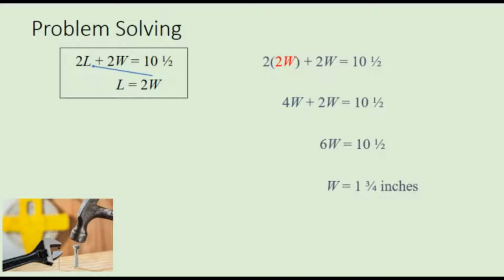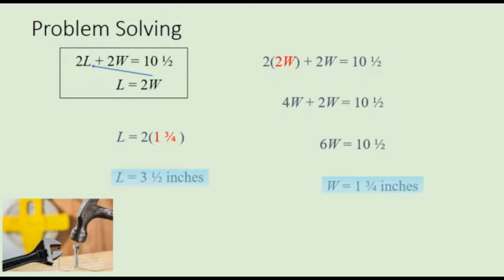We're not done though. The problem asks for the dimensions, plural, and we only have the width. We can replace W in either one of the equations. The second equation is probably the easiest since length is already solved or by itself. So replacing W with the value we found, 1 3/4, we need to multiply it by 2 to give us a length of 3 1/2 inches.